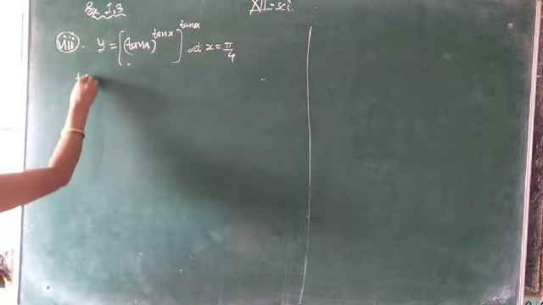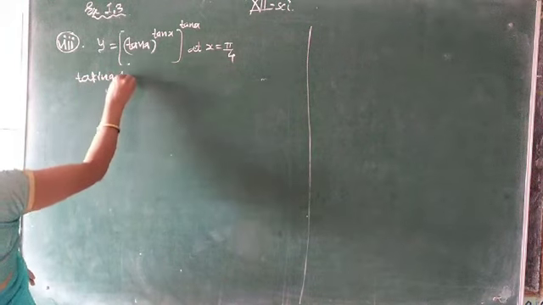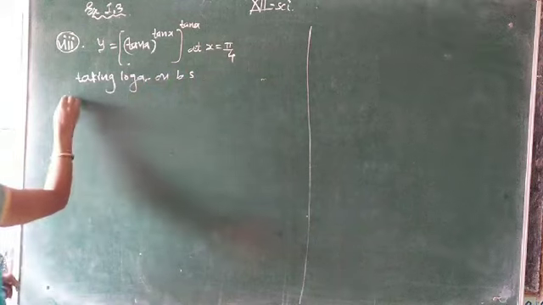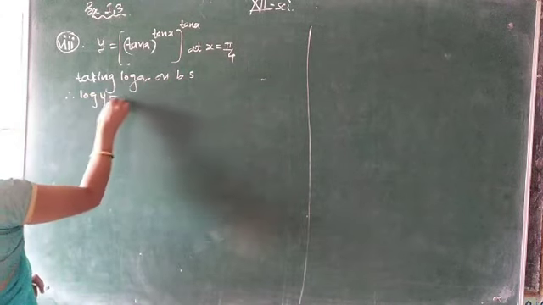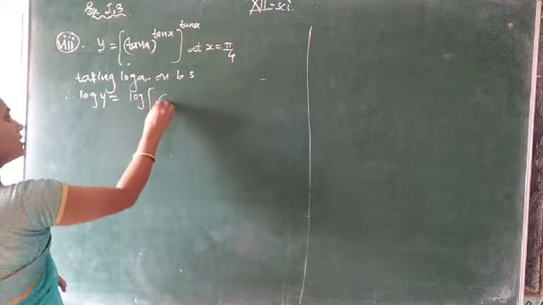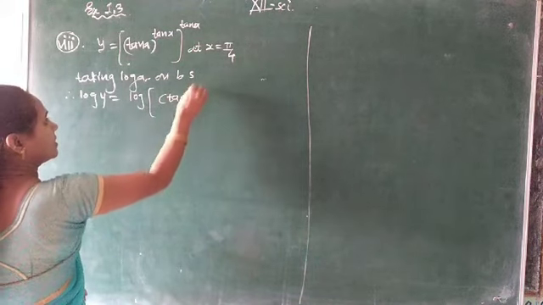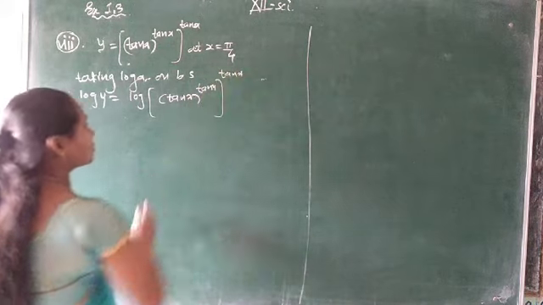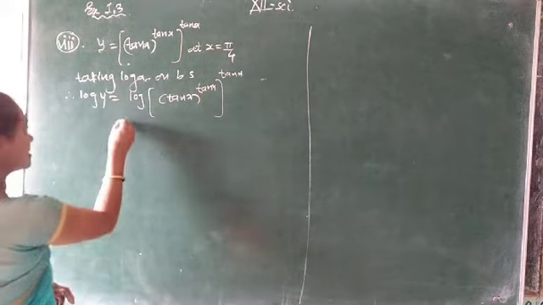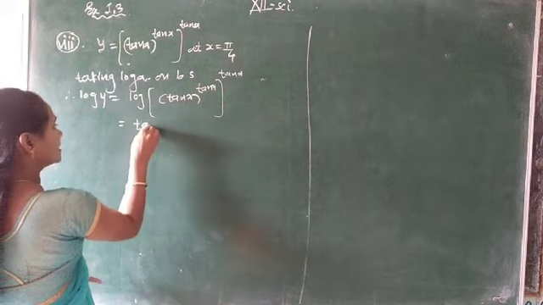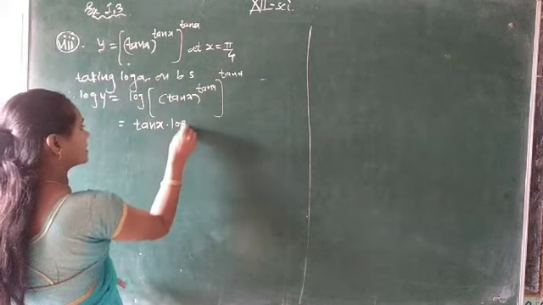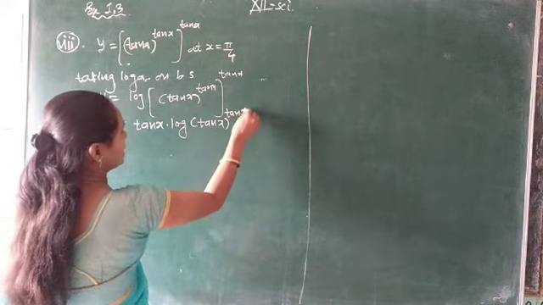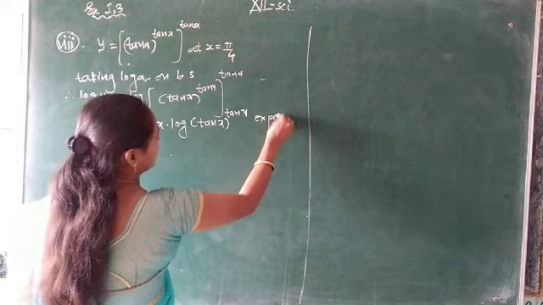So first, taking logarithm on both sides. Therefore here log y is equal to log of tan x raised to tan x raised to tan x. So by using the exponent law of logarithm, here we write tan x into log of (tan x raised to tan x). Log of tan x raised to tan x, by using the exponent law.